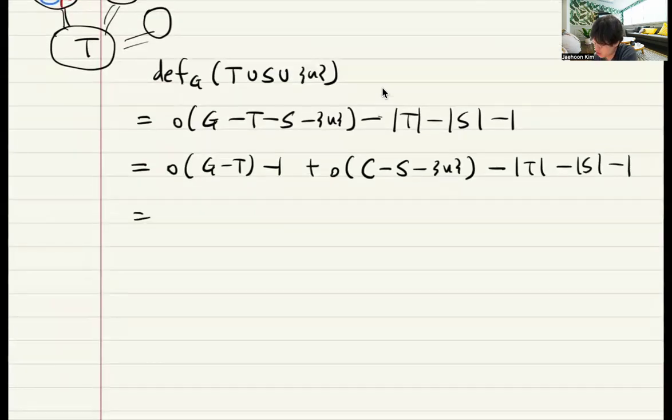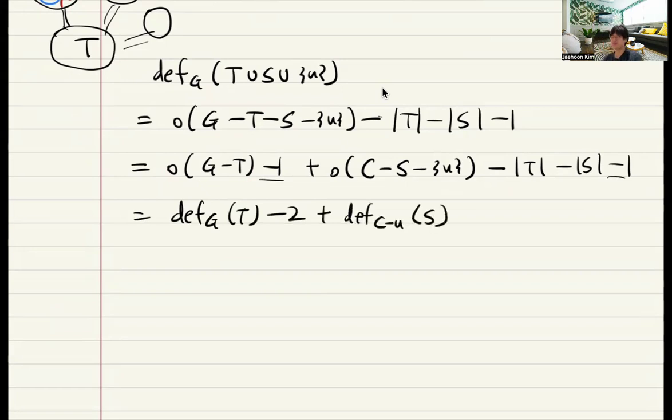Then what do we get? These two parts give us the deficiency of T. Then these two give us minus 2. And the other two give us the deficiency of S in C minus U.